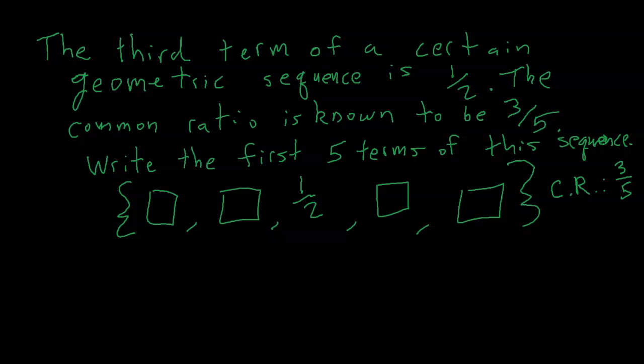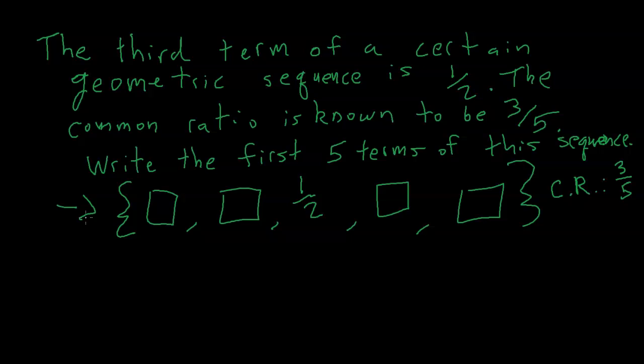Okay, so here's what I've done. I have a template for our first 5 terms. We don't know the first term. We don't know the second term. We know the third term is 1/2. We don't know the fourth term and we don't know the fifth term. But we know the common ratio is positive 3/5. Is this enough information to fill out all these first 5 terms? Yes, it definitely is. Here's why.